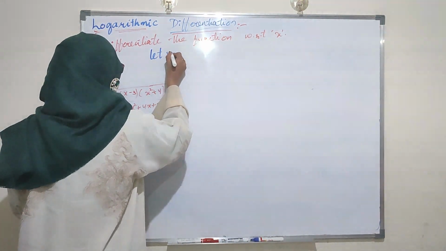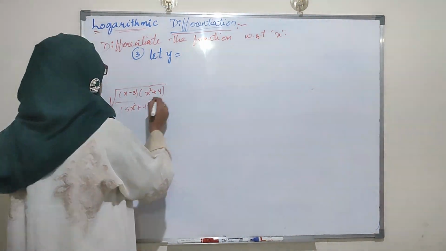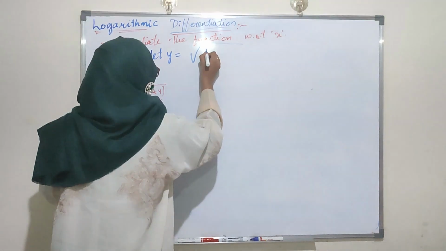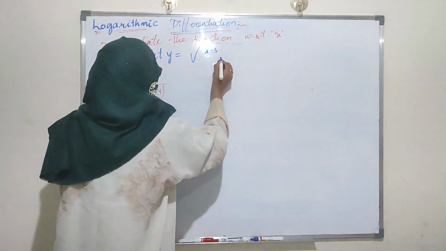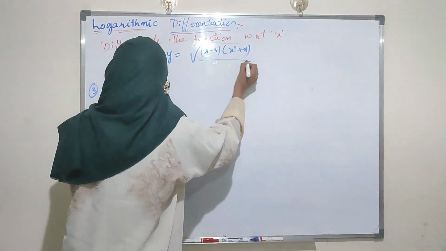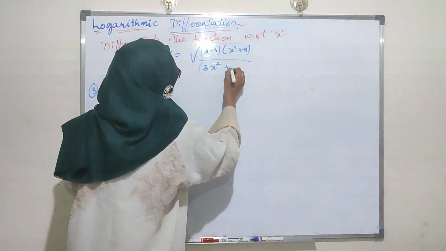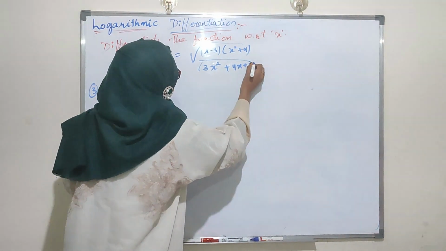Let y is equal to the third one. The solution for the third one: let y is equal to under root of (x minus 3)(x square plus 4) whole divided by 3x square plus 4x plus 5.